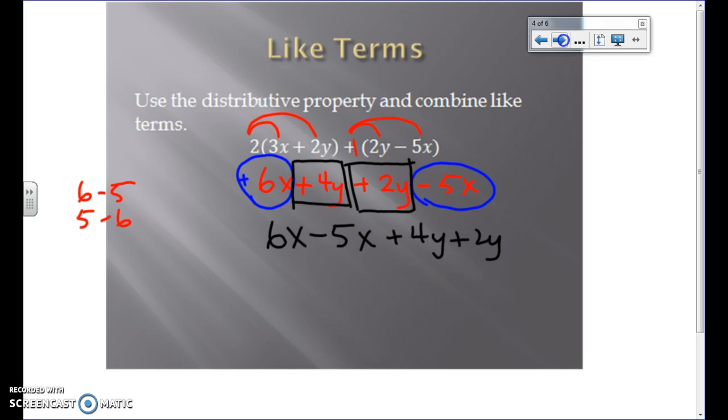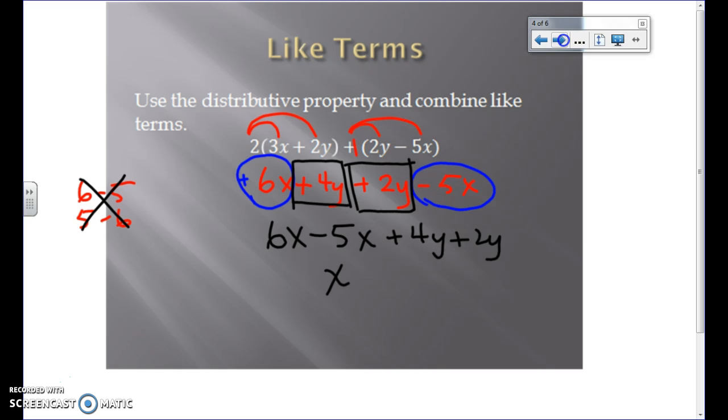And so now, although it's in a different order and subtraction doesn't follow the commutative property, because I kept the subtraction with the term it was referring to, I can just do 6x minus 5x. So if I had 6x's and I subtract 5x's, I just have 1x left.